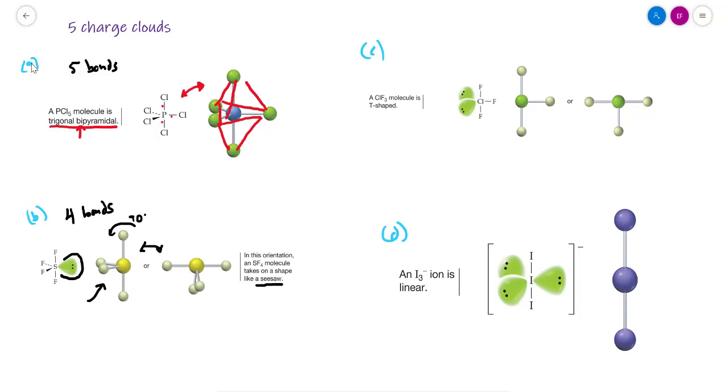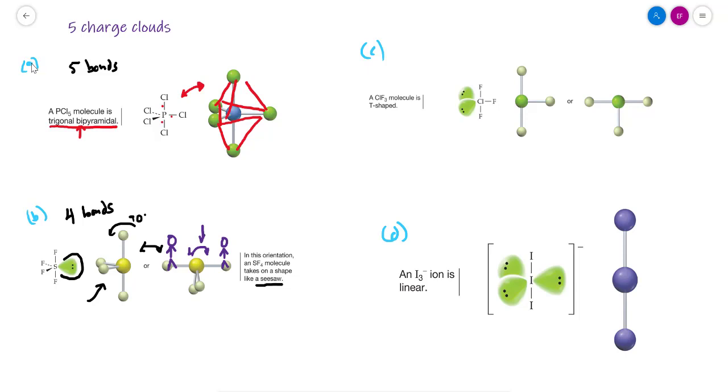The seesaw being this picture here, where you could have, let's see if I can draw it, a human like this on here and a human like this on here, and you could rock back and forth on this seesaw. That's where it gets its name. So 4 bonds, 5 charge clouds gives you the seesaw shape.